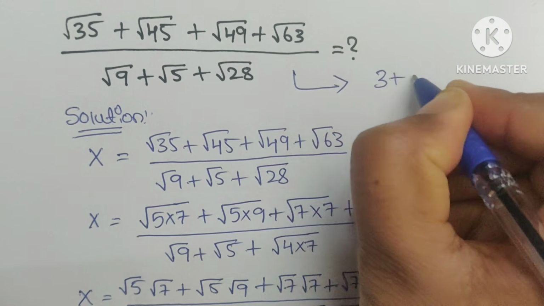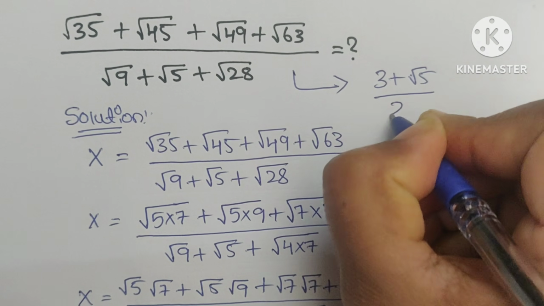So 3 plus square root of 5 divided by 2 is the answer.